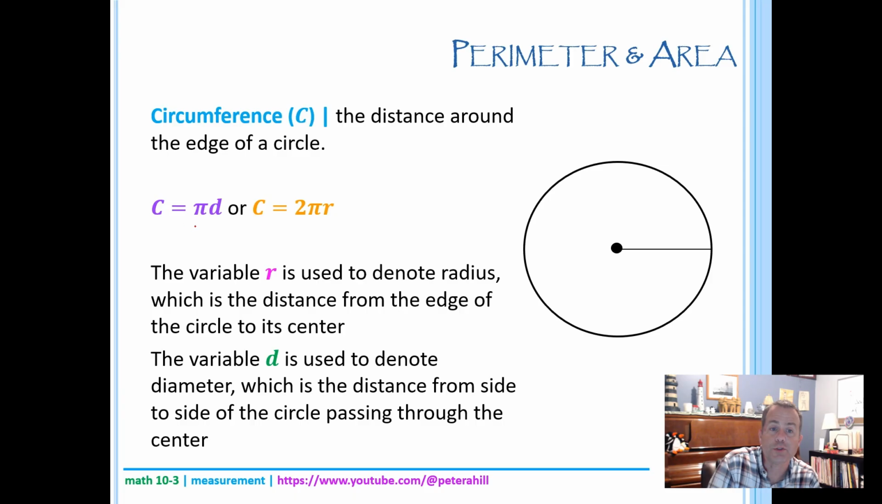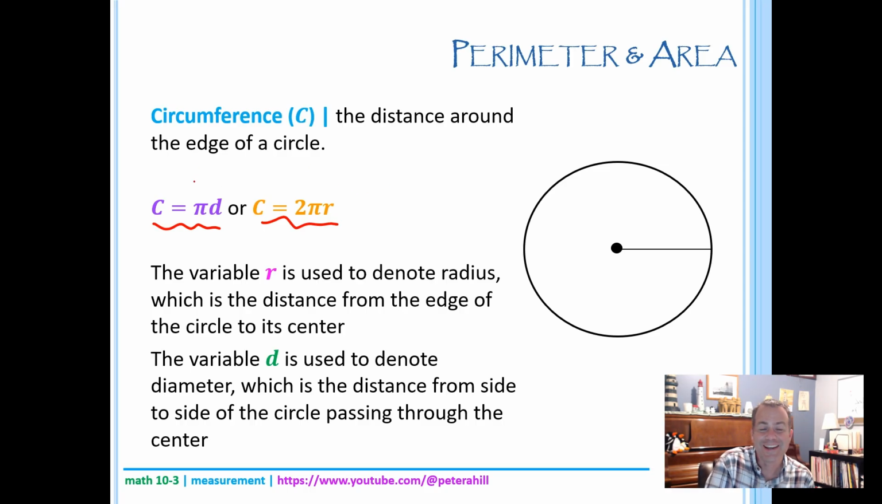Now, there are two formulas that you get to use for circumference. Both of them mean the same thing. One is pi d, where d is your diameter, and one is 2 pi r, where r is your radius. They end up being the same thing because 2 radii, that's the plural for radius, is 1 diameter.